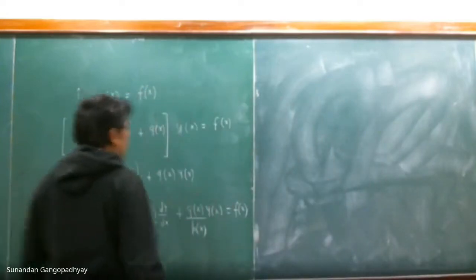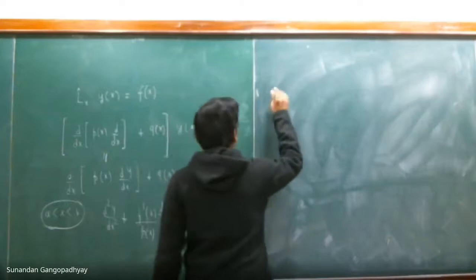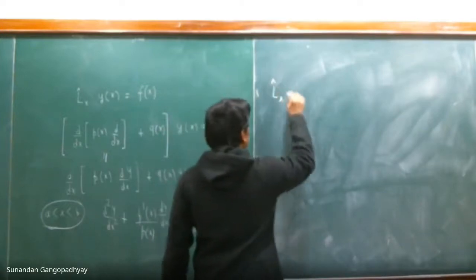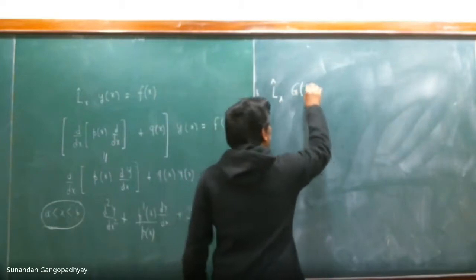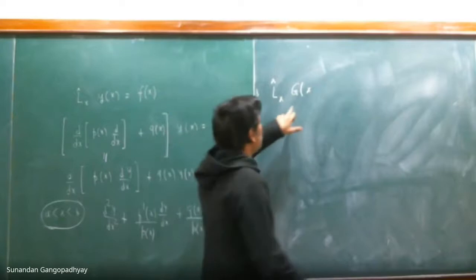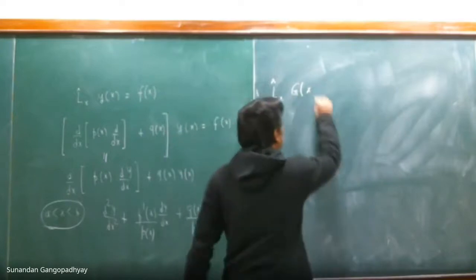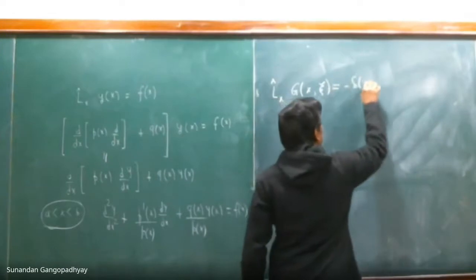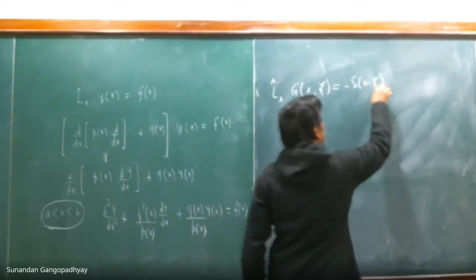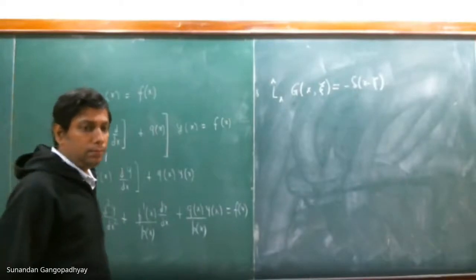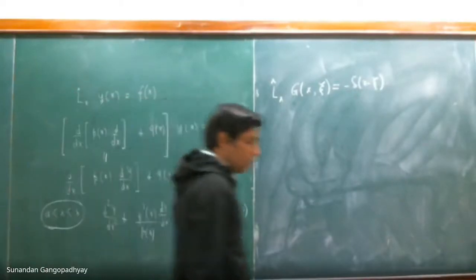And what is the Green's function? The Green's function is basically L hat x. This is true for any Green's function. The Green's function by definition is denoted by capital G, and it is by definition the following thing. It is also the same in the case of Poisson's equation.